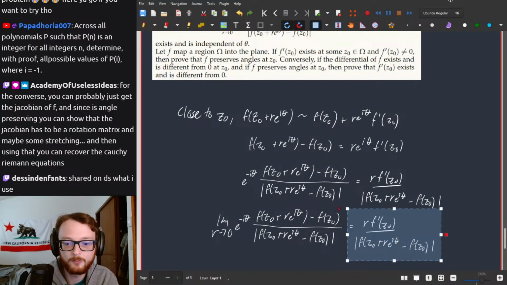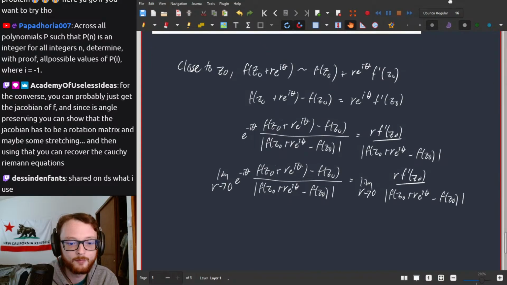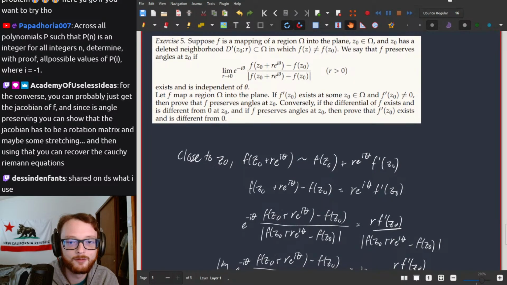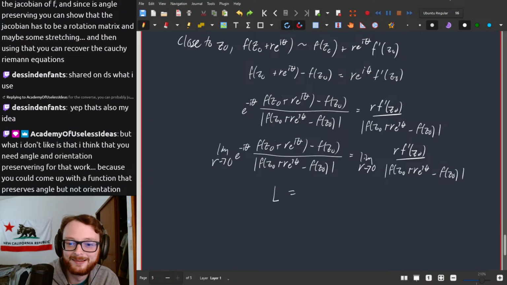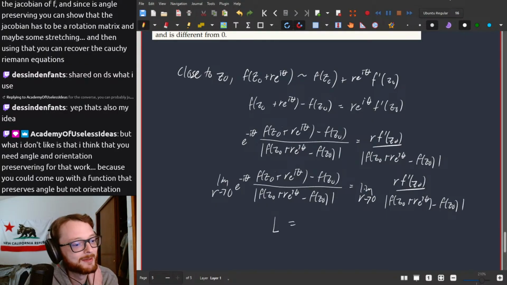I'm just kind of... I don't really know where this is going to end up. This is some number L, I guess. We don't know that it's not 0. What do we get on the right side? I don't know what I did.